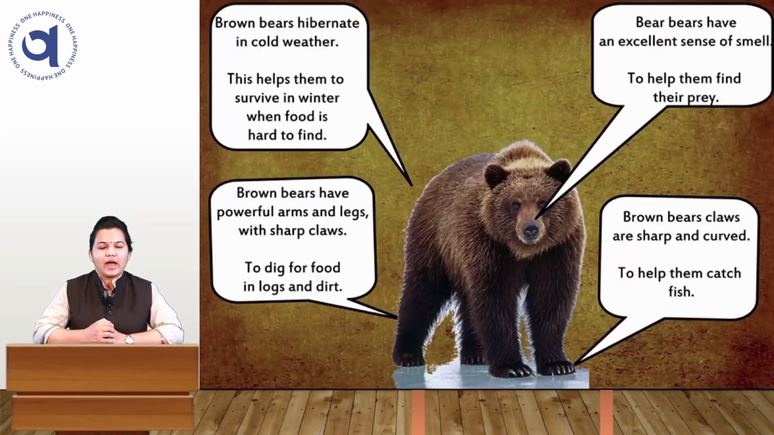See, this is the adaptation of the polar bear or bear. We can see different bears in the polar region as well as in the wild forest. Brown bears hibernate in cold weather. This helps them to survive in winter when food is hard to find. Brown bears also have powerful arms and legs with sharp claws to dig for food in logs and dirt. Bears have an excellent sense of smell to help them find their prey. Brown bear claws are sharp and curved to help them catch fish.